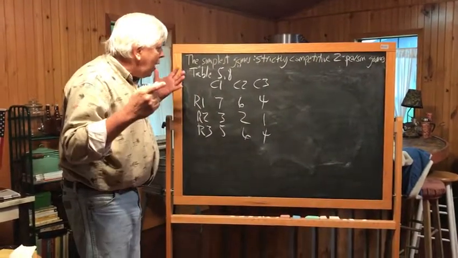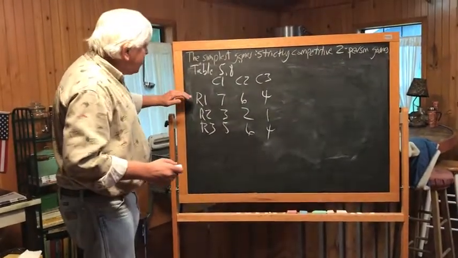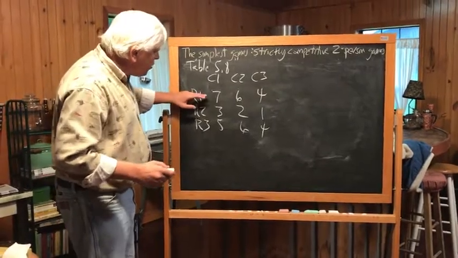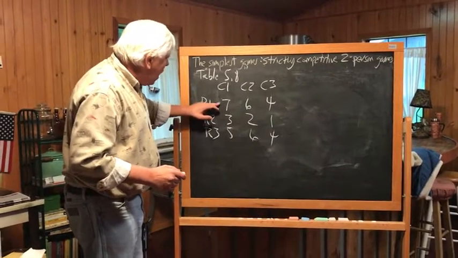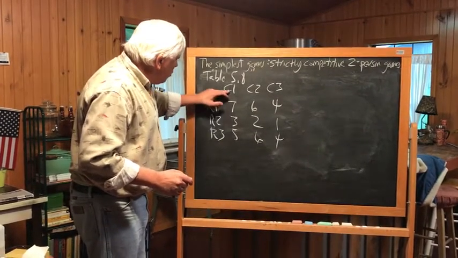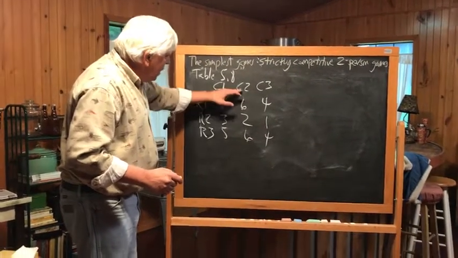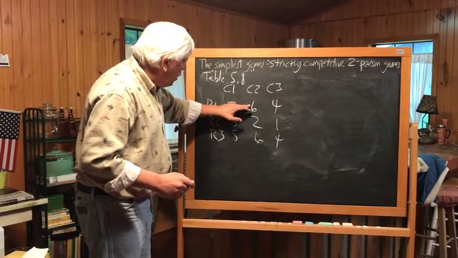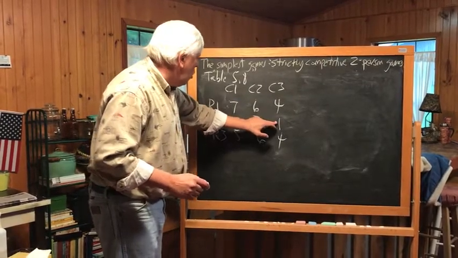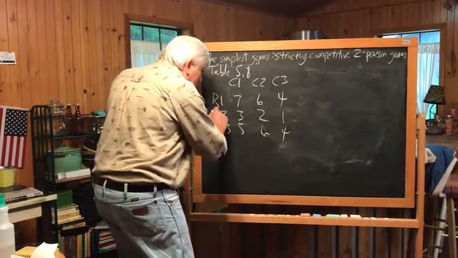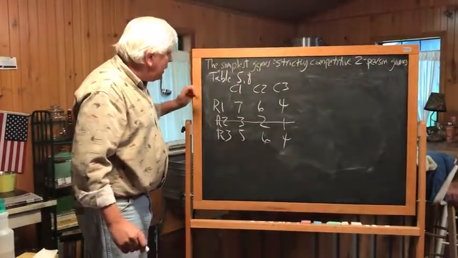Now, let's apply dominance reasoning like we did when we did table 5.9. Consider row's choice here. Notice that R1 for row strictly dominates R2. If column chooses C1, row does better choosing R1, 7, as opposed to 3. If column chooses C2, row does better choosing R1, 6 to 2. And if column chooses C3, row does better choosing R1, 4 to 1. Okay? So we know row, being a perfectly rational agent, will never play R2. It's strictly dominated by R1.